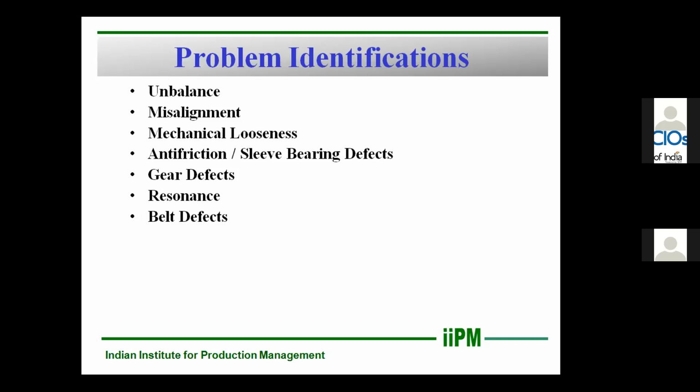Then belt defects, whether it is pulley misalignment or belt tension, you can identify everything. Then impeller and blade defects, whether the impeller has cracked or is loose, you can identify. Bent shaft, whether it is bent near the center or near the edge, you can find out. And electrical problems: partially, it will give you an indication, but it is better to identify electrical problems through motor current signature analysis.